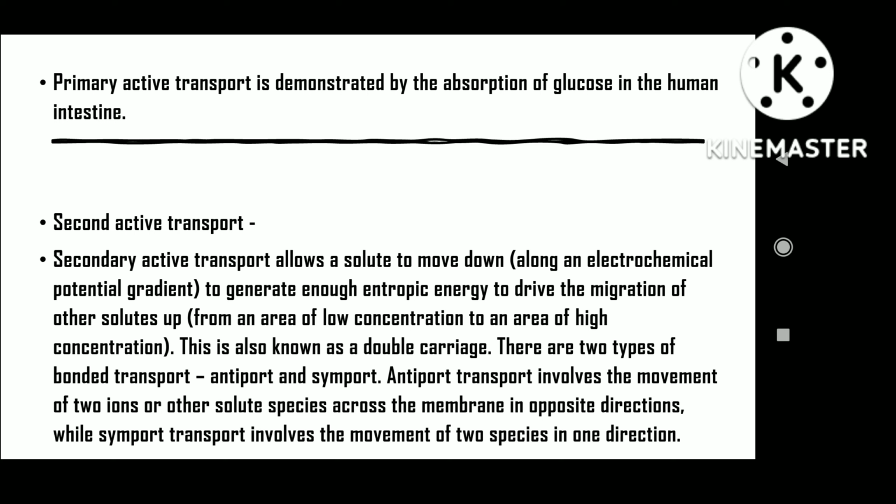There are two types of coupled transport, antiport and symport. Antiport transport involves the movement of two ions or other solute species across the membrane in opposite directions, while symport transport involves the movement of two species in one direction.